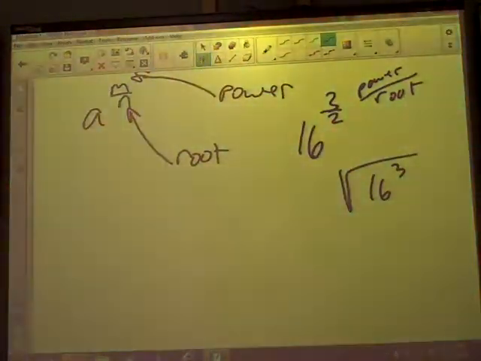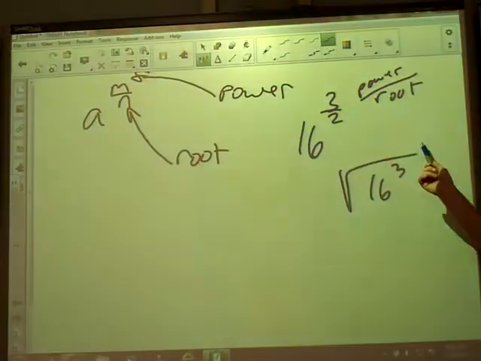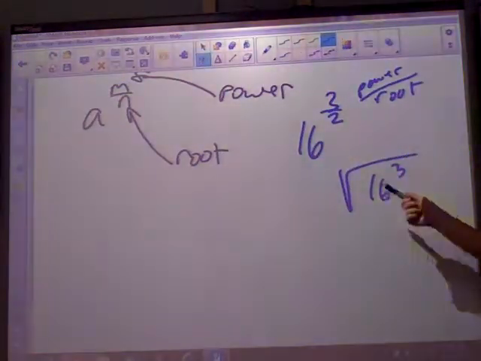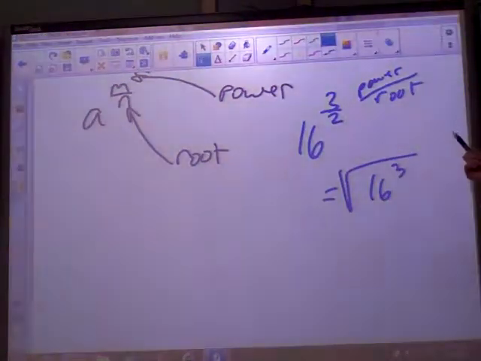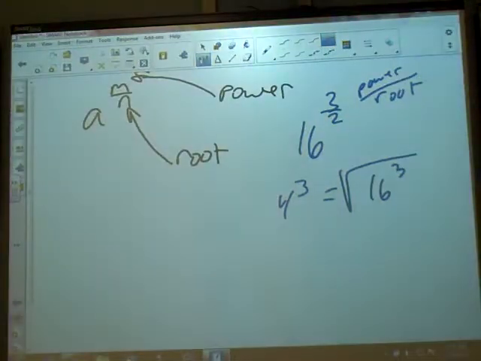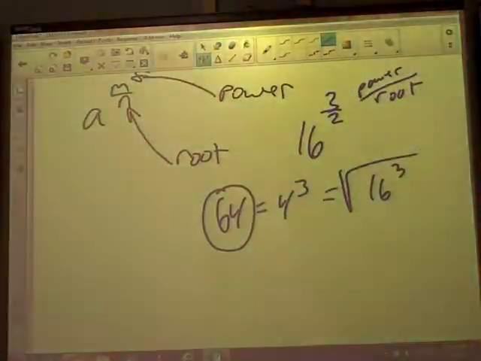It doesn't matter. You can do the power first, but here's my dilemma with that. I don't know what 16 times 16 times 16 is. But I do know what the square root of 16 is. It's 4. If I do what I know first, I get a smaller number. The square root of 16 is 4. Now I just have to figure out what 4 to the 3rd is. 4 times 4 is 16, times 4 is 64. So our final answer is 64.